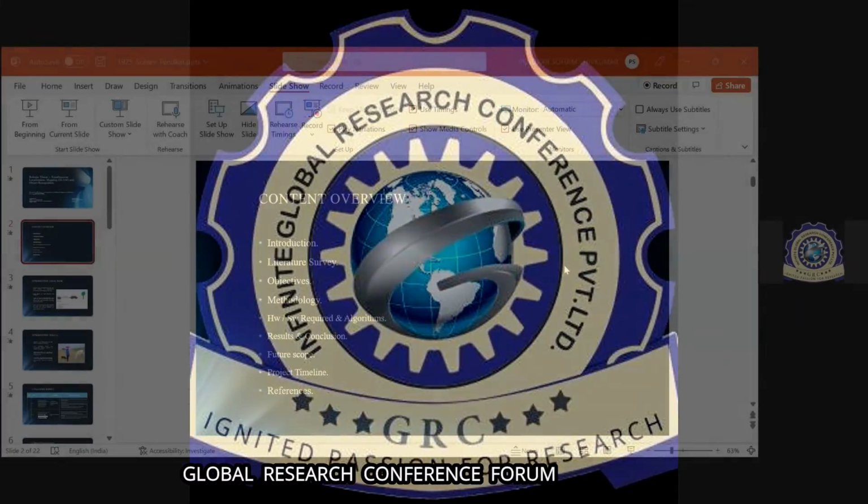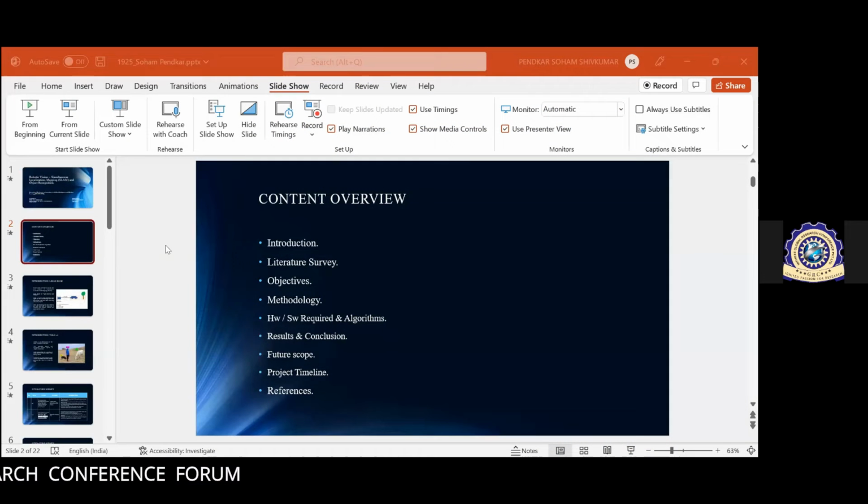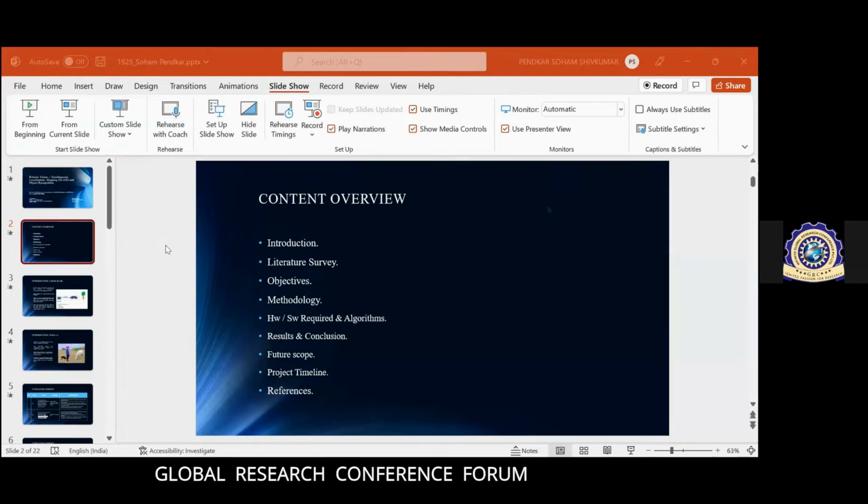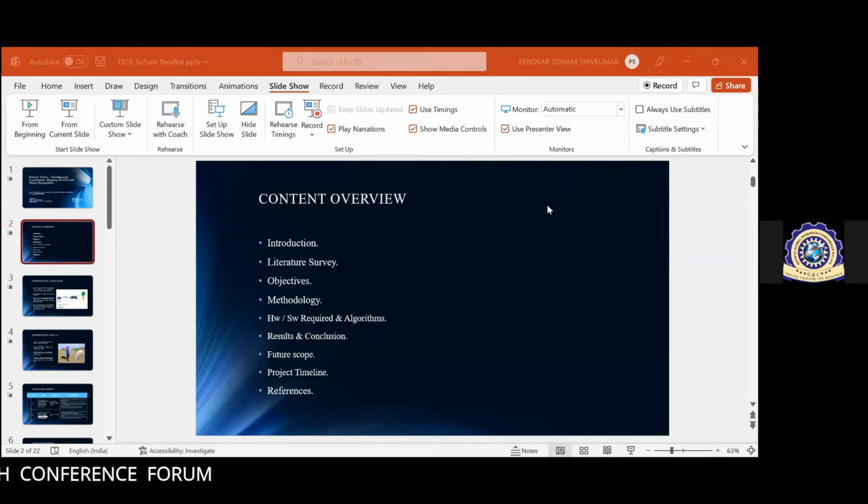This is my project topic, robotic vision. Maximize this. I will not waste any time on the content overview. I will directly switch to the introduction part. So, the introduction, talking about LiDAR SLAM.